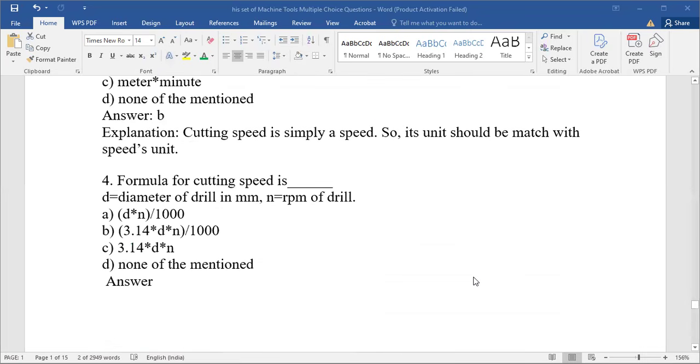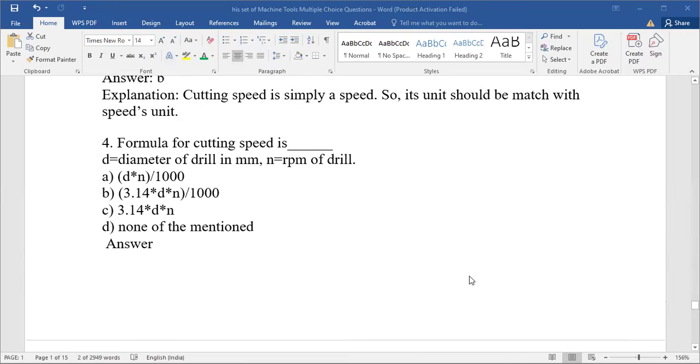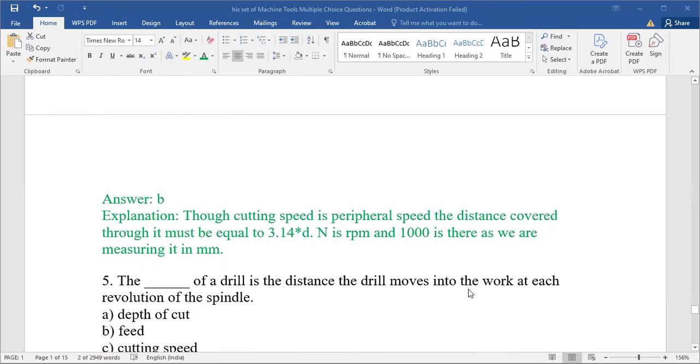Formula for cutting speed. D is the diameter of the drill in mm. N is equal to the RPM of the drill. Answer is B, which means 3.14 into D into N, denominator 1000. Explanation: the cutting speed is the peripheral speed. The distance covered must be equal to pi into D into N. 1000 is there for the unit conversion.